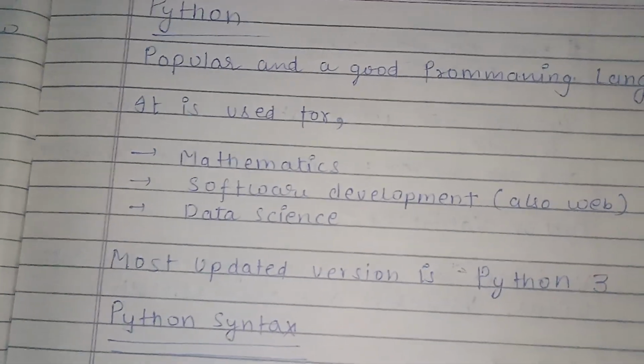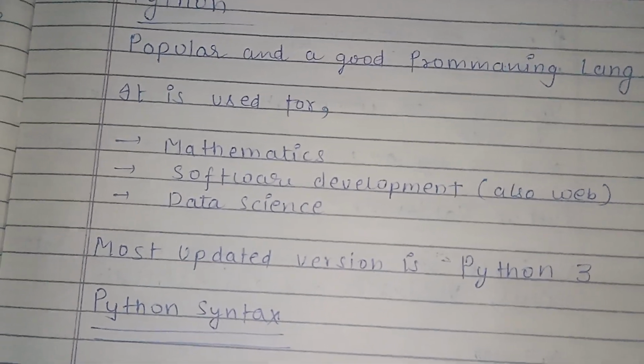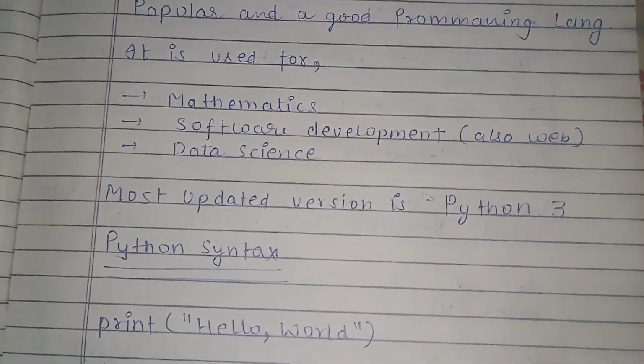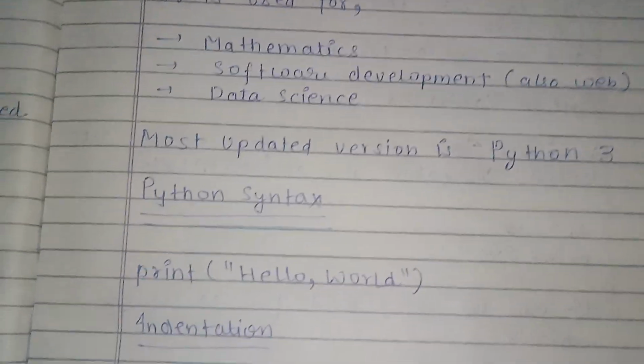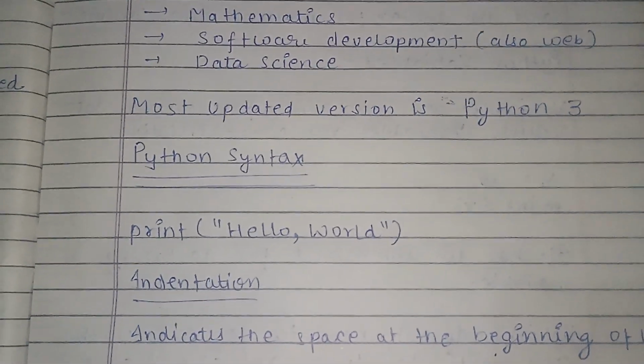So Python, popular and a good programming language. It's a very famous language among programmers. It is used for mathematics, software development, also web development and data science, and the most updated version is Python 3.